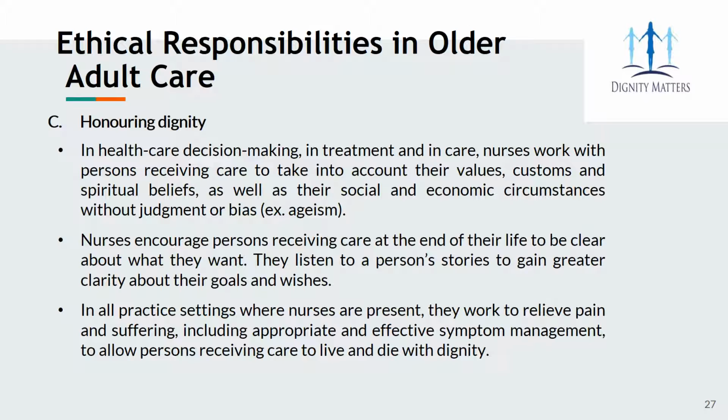By honoring dignity in older adult care, nurses work with persons receiving care to take into account their values, customs, and spiritual beliefs, as well as the social and economic circumstances, without judgment or bias. An example of bias is ageism. Nurses encourage persons receiving care at the end of their life to be clear about what they want. They listen to a person's stories and give greater clarity about their goals and wishes. In all practice settings where nurses are present, they work to relieve pain and suffering, including appropriate and effective symptom management to allow persons receiving care to live and die in dignity.